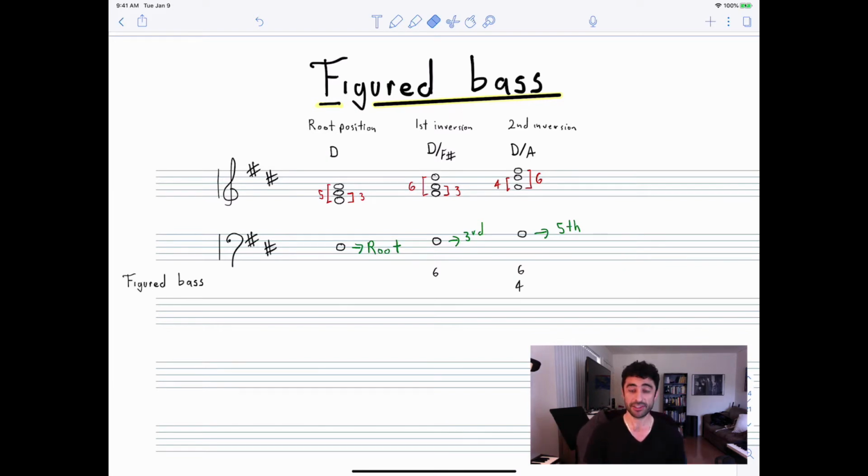And the second inversion, the 6/4 chord, I'm sure they also wanted to get rid of that one, but there was no way to abbreviate it. So they decided to just leave it like that.